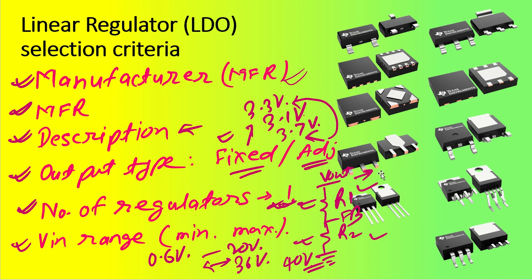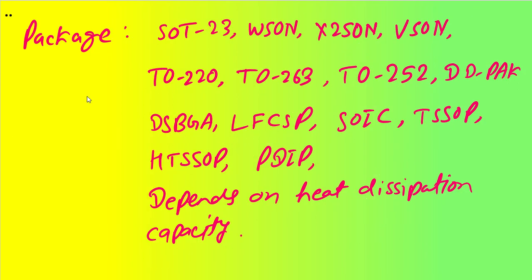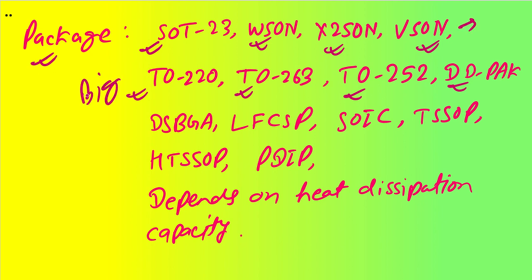So hope you have a good idea. Now coming to the package parameters. What are the different packages that are available with linear regulators? They are SOTs, WSON, X2SON, VSON, and even bigger packages like TO220, TO263, TO252, DDPAK. These are bigger packages, and those are a bit smaller packages.